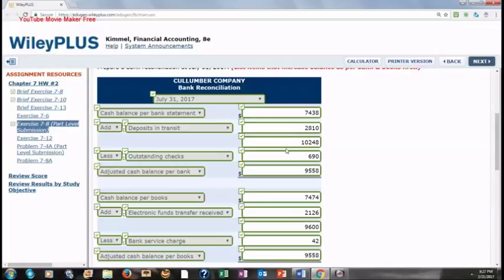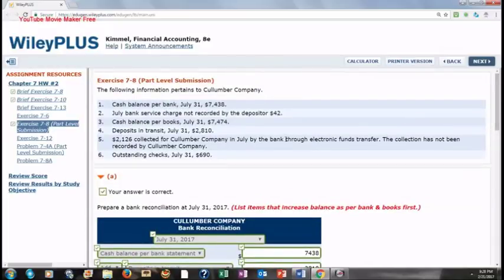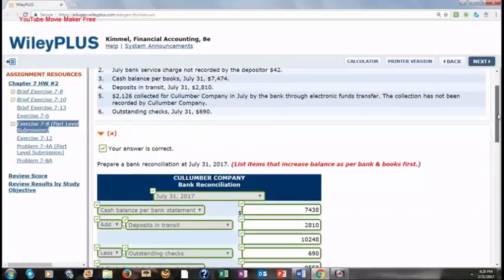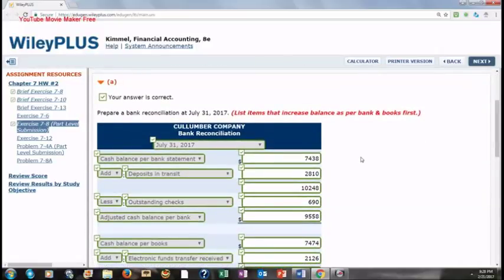The second thing that we do in this exercise is we add the deposits that are in transit, the ones that haven't shown up on the bank statement yet. We go up here, and there was only one deposit that was in transit for 2,810, and we added that in this column here. Added the two of those, and we came up with 10,248.